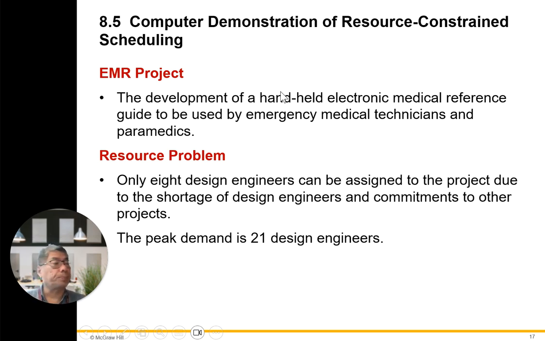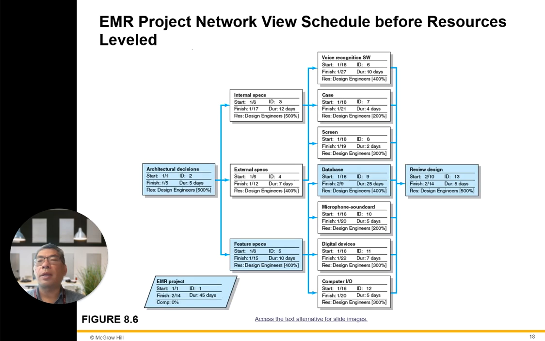EMR project: a handheld abstract medical reference guide to be used by emergency medical technicians and paramedics. There's quite a resource problem. Only 8 design engineers can be assigned to the project due to the shortage of design engineers and commitment to other projects. The peak demand is 21 design engineers. That's a good example of the limitation. Here, architectural declaration, internal space, all the way to external space, feature space.